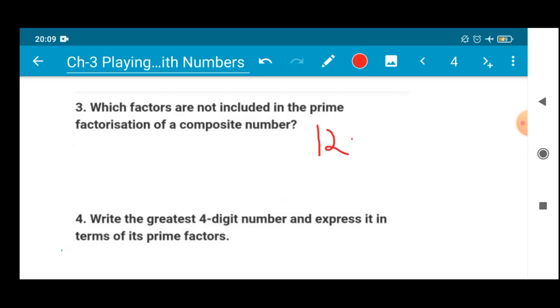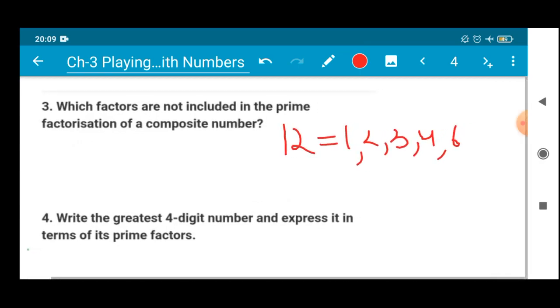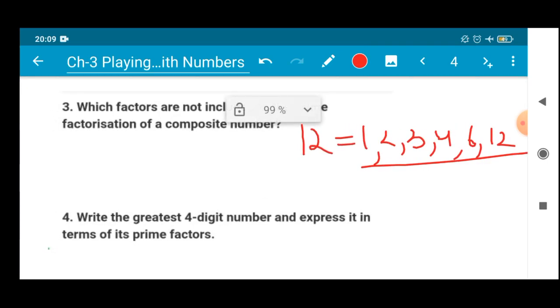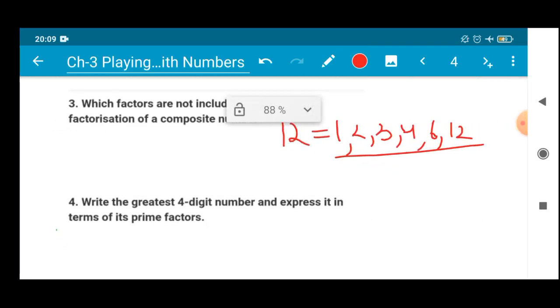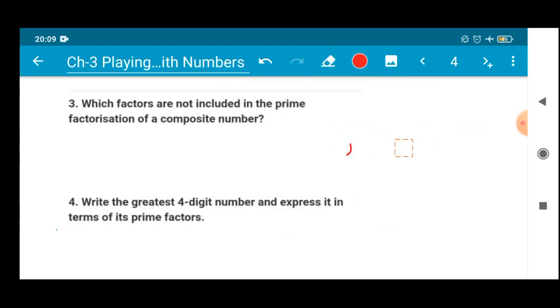Say for example 12. In our last class, we included all the factors starting from 1, 2, 3, 4, 6 and 12. We included all the numbers whatever were there. But whenever we are doing the prime factorization method, I'll show you the prime factorization also.